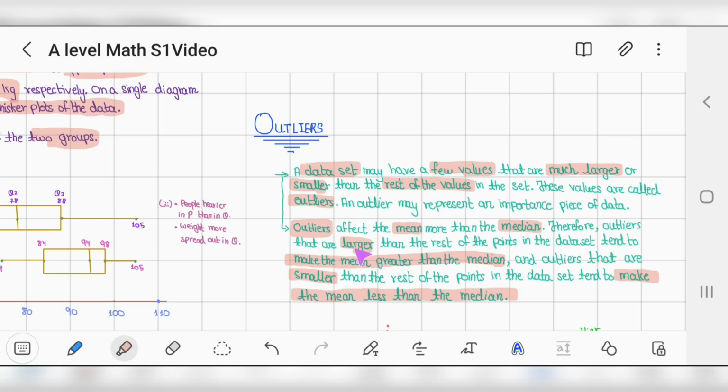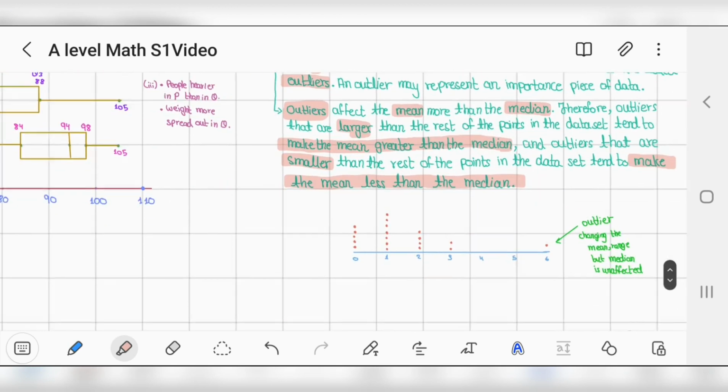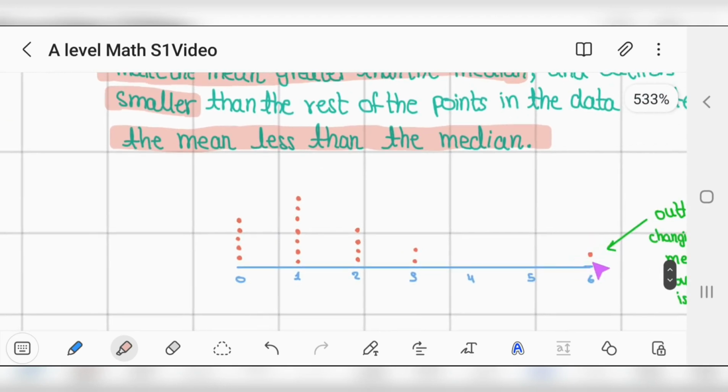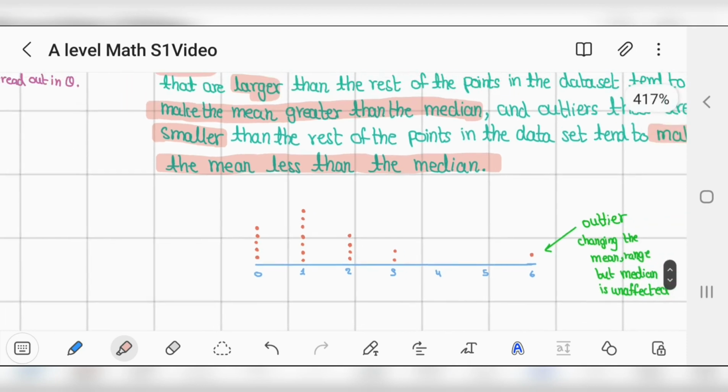Therefore, outliers that are larger than the rest of the points in the data set tend to make the mean greater than the median. And outliers that are smaller than the rest of the points in the data set tend to make the mean less than the median. For example, if you have this data set and this is the value which is so much further away, it does make a huge difference. It's affecting the mean and the range, but it's not affecting the median.